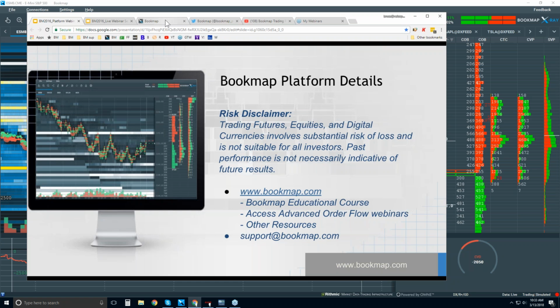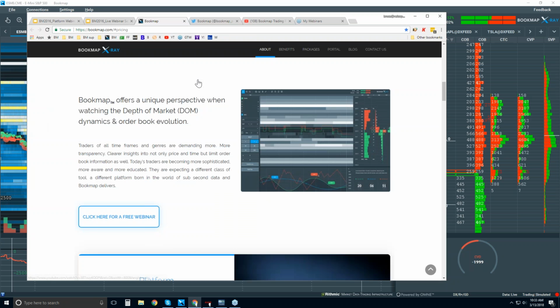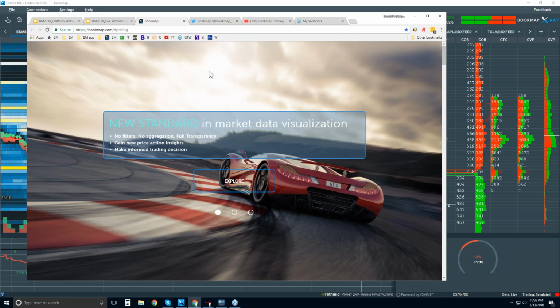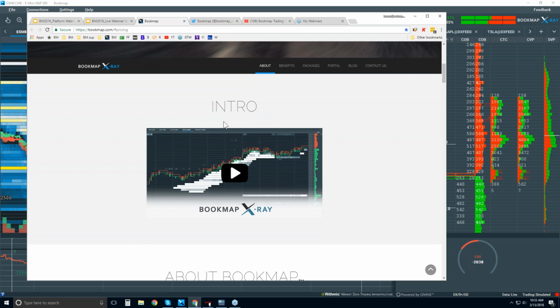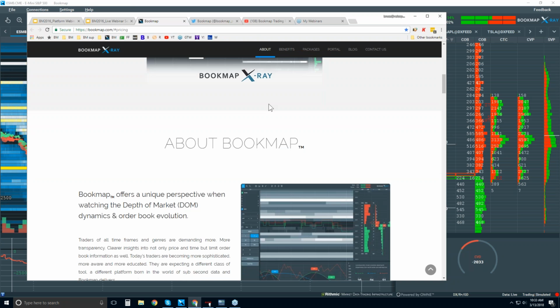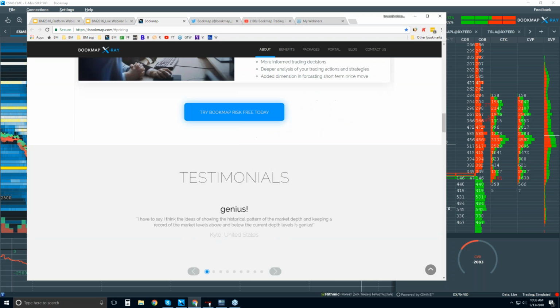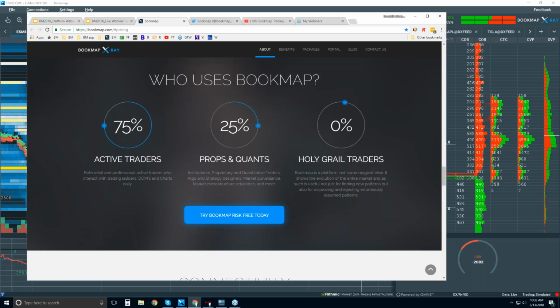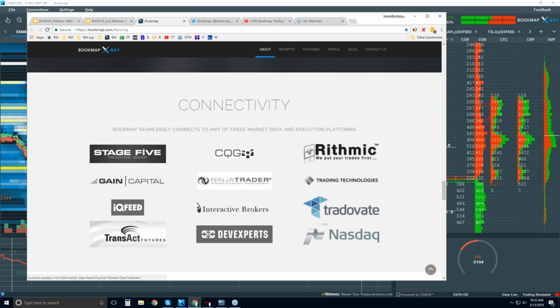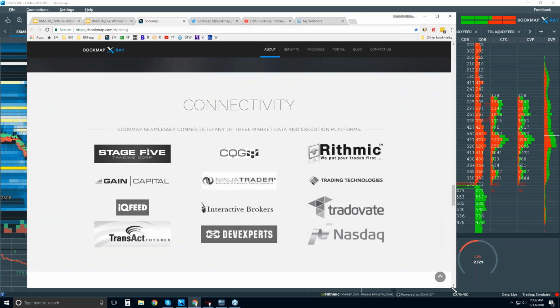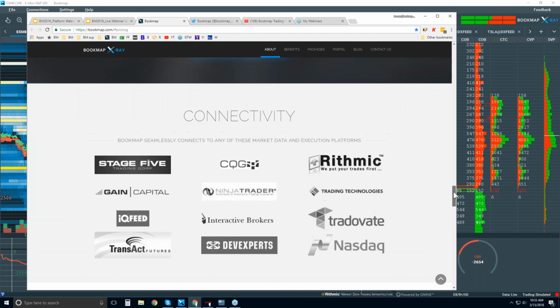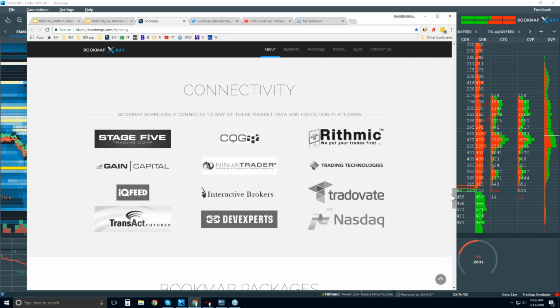Let's go to bookmap.com here quickly and scroll through. There's an intro video here, very straightforward, a couple minutes long. More information about Bookmap, and then we get down to this area here, connectivity. So I'll define Bookmap, what it is. It is a visualization software financial trading platform. You'll see other platforms on here as well.